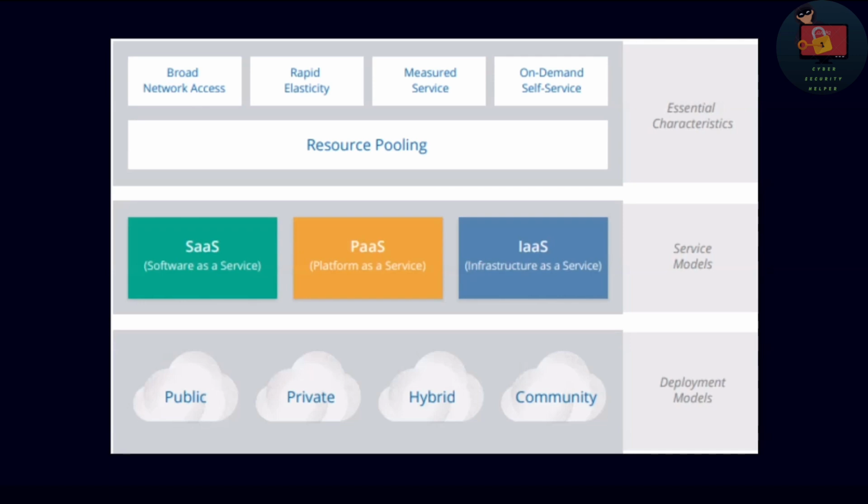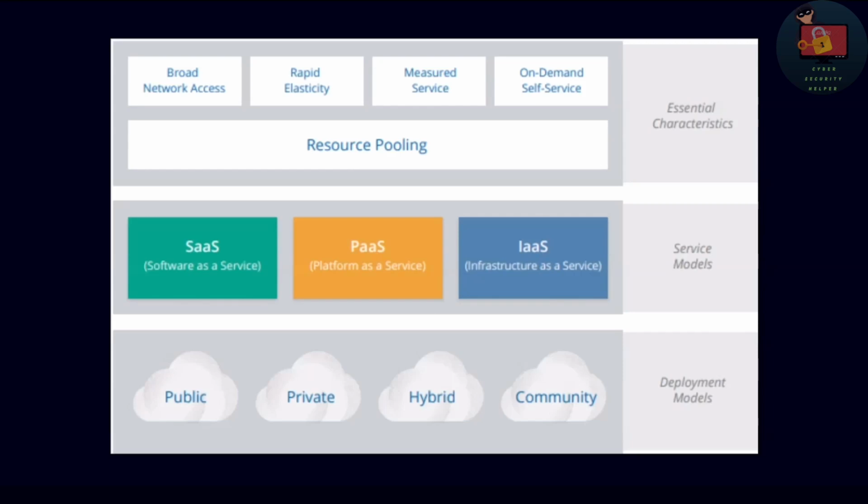Measured service. You only pay for what you use, although there's a lot of risk in that. On-demand self-service. So long as you have that internet connection, you can access and provision resources in the cloud. And the big one, resource pooling. Shared resources are really what enable and make cloud computing cost benefit work out for many companies.